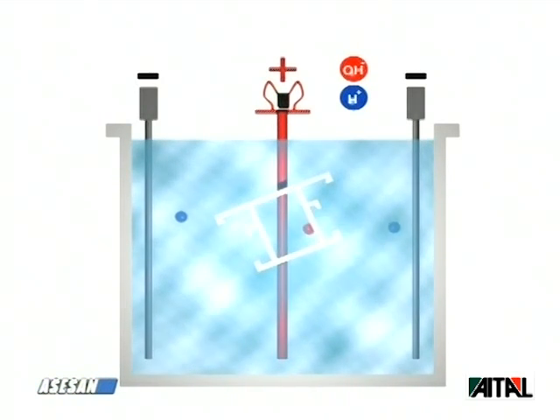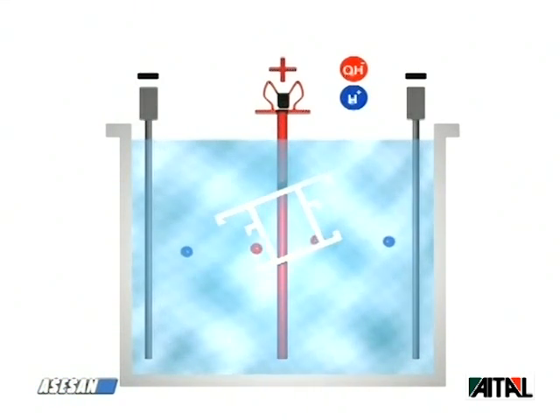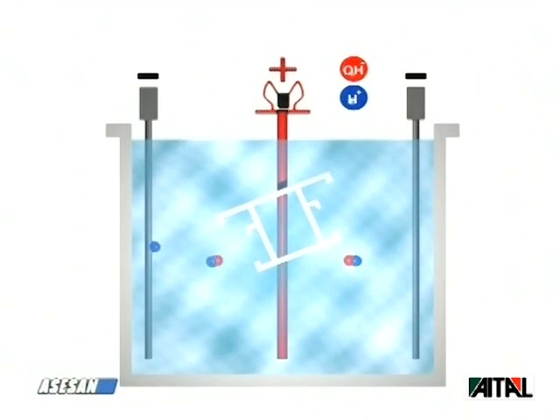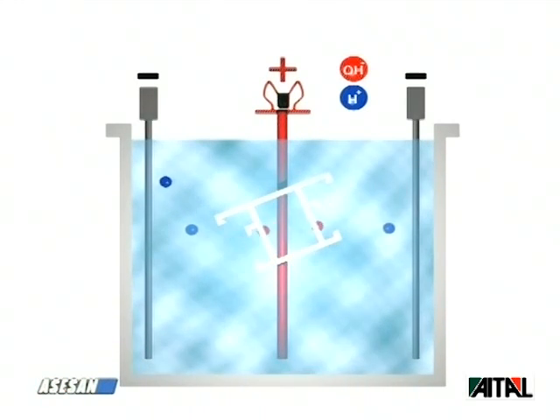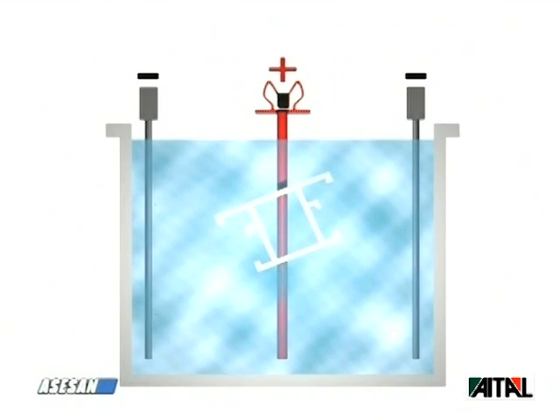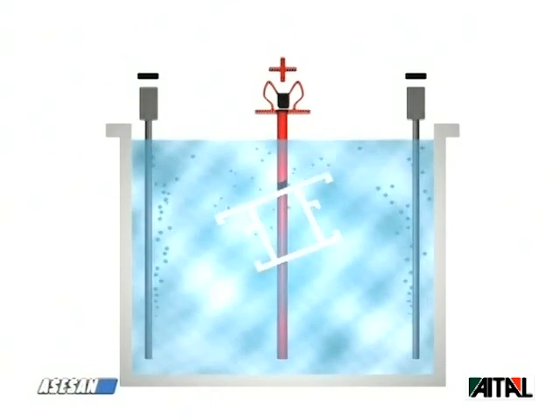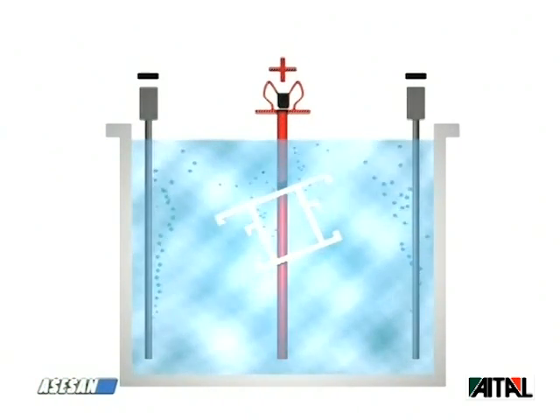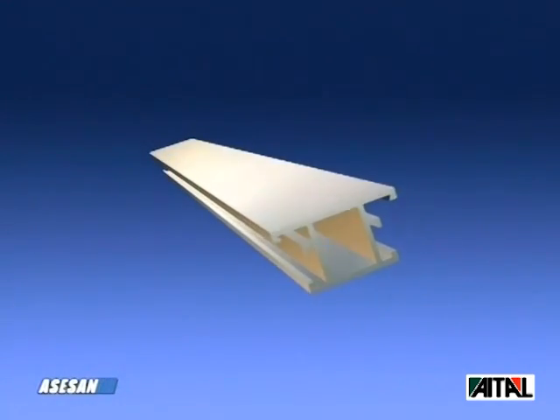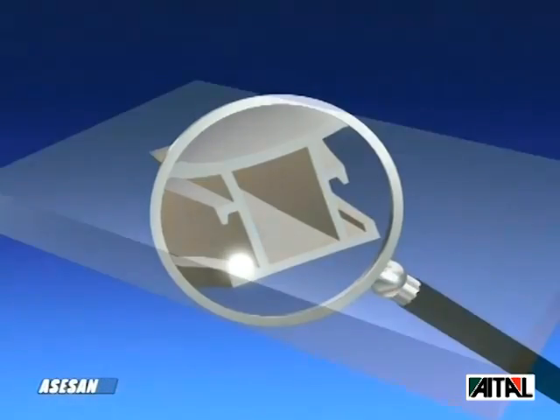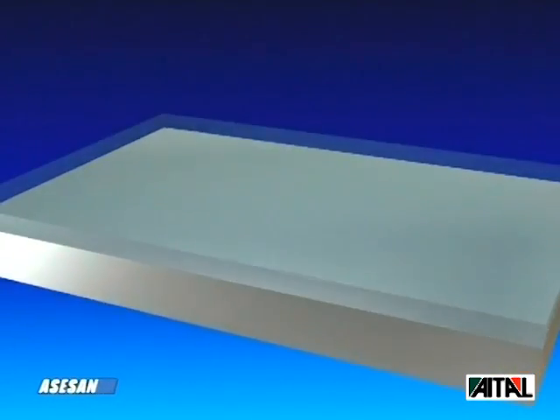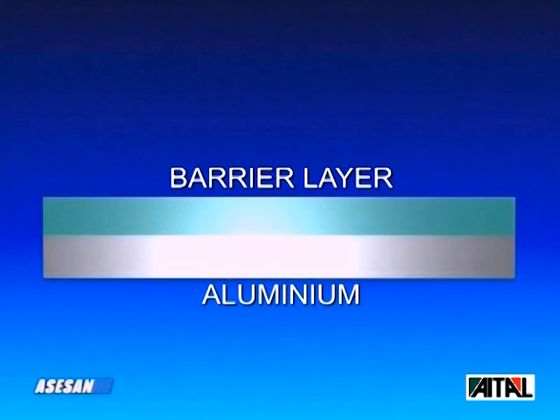In these conditions, the positive H ions and the negative OH ions of the electrolyte solution move toward the cathode and the anode respectively. After a few seconds of current flow through the electrolyte, oxygen develops at the anode that reacts with the aluminium, forming the aluminium oxide layer on its surface. The first layer of aluminium oxide is compact and continuous, making the subsequent passage of current difficult. This is called the barrier layer.